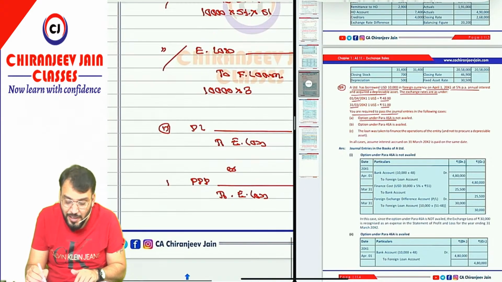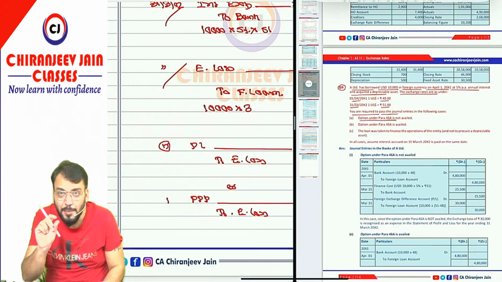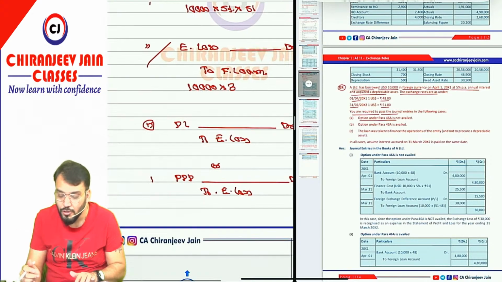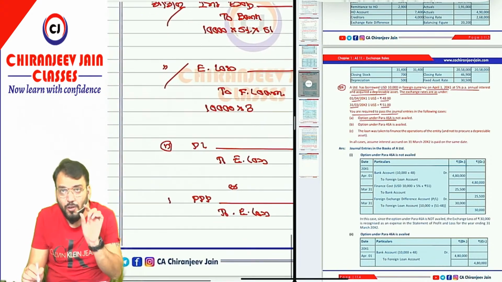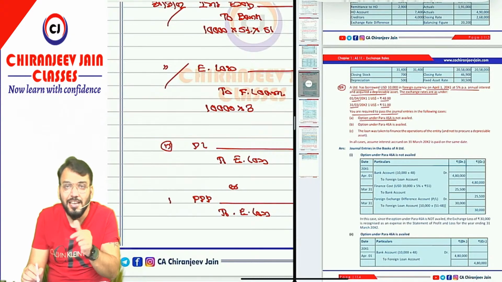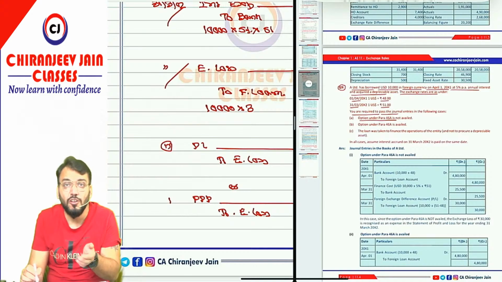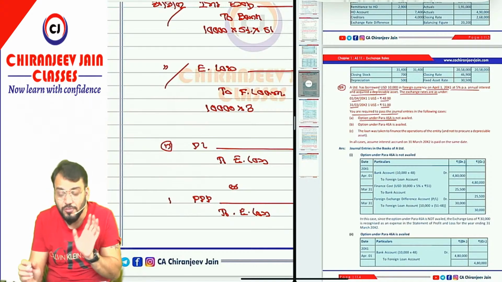So we will pass one journal entry. What journal entry? FCMITD account to exchange loss. FCMITD account to exchange difference or exchange loss account. So the first three journal entries remain the same. Only exchange loss will be transferred to P&L, or exchange loss will be capitalized to the cost price of property, plant and equipment, or exchange loss will be accumulated in the FCMITD account. That we need to understand.